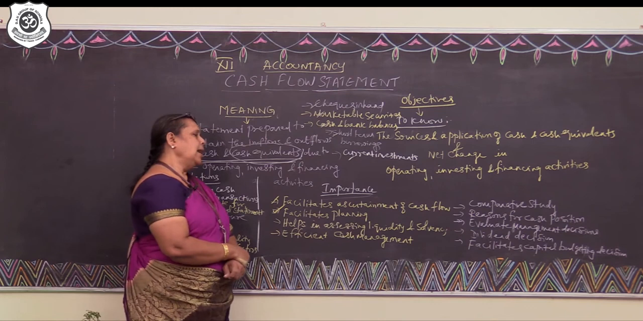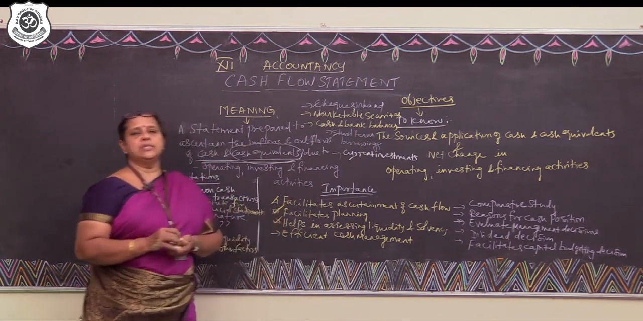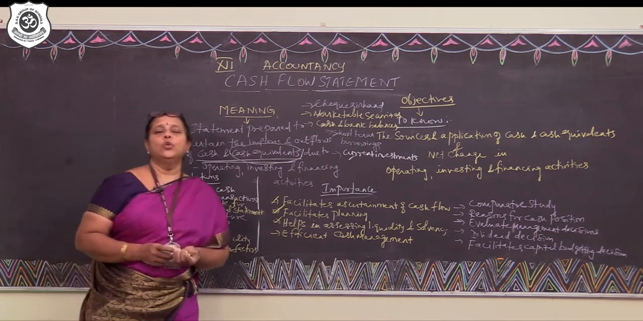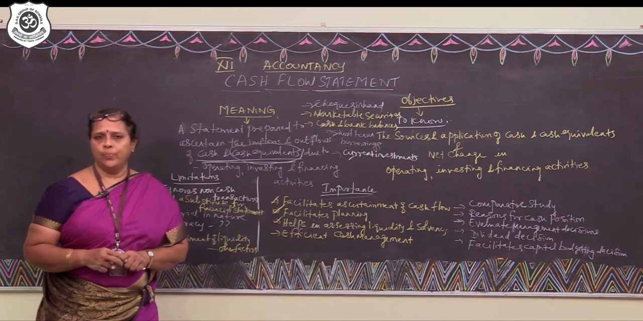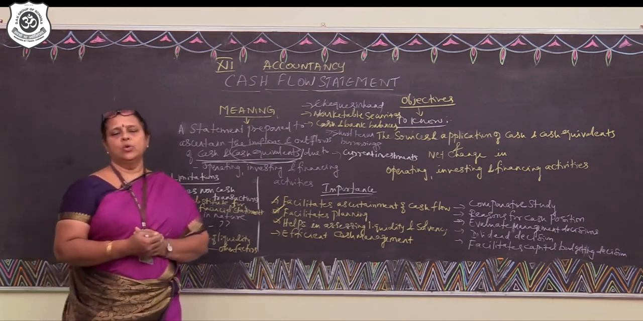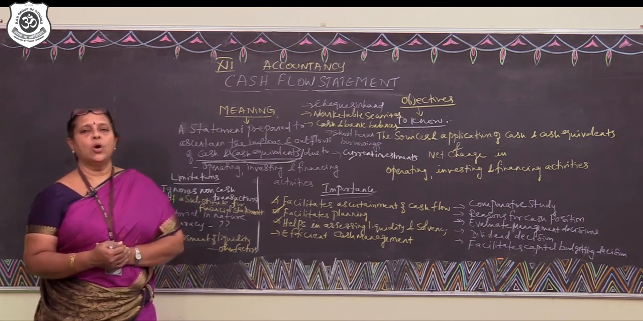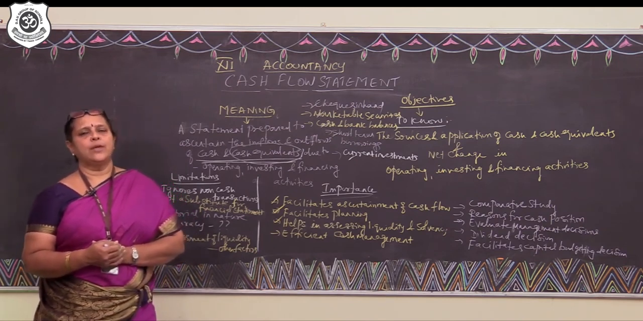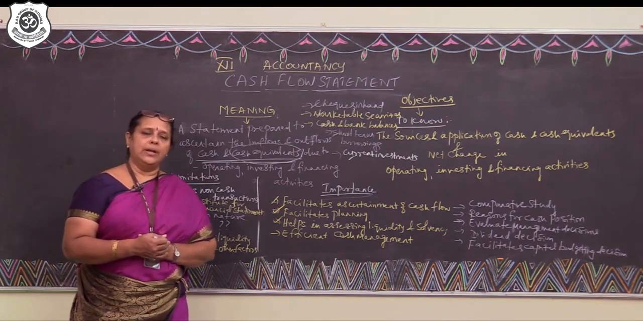The next one is that it helps in assessing liquidity and solvency. Liquidity is the ability of the organization to meet its short-term obligations as and when they fall due. So, sundry creditors. Goods are bought on credit. Purchases, raw materials are purchased on credit. These suppliers have to be repaid in a short span of time, less than the operating cycle.